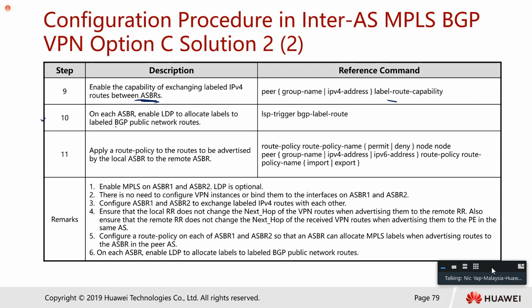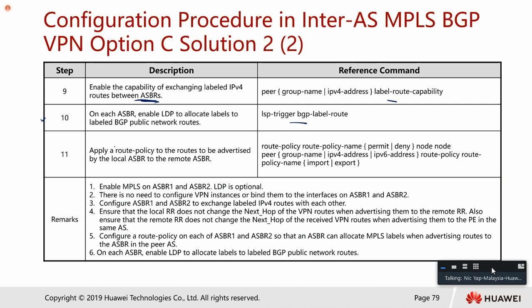And number 10, on each of the ASBRs, enable LDP to allocate labels to the labeled BGP public network routes. So this is what I mentioned. That is what needs to be triggered: LSP trigger BGP labeled route. So when you have a BGP LSP, it triggers this and creates your LDP LSP labels. So that is the main focus inside the solution to reduce the labels, by using this LSP trigger BGP labeled route. Is it okay?